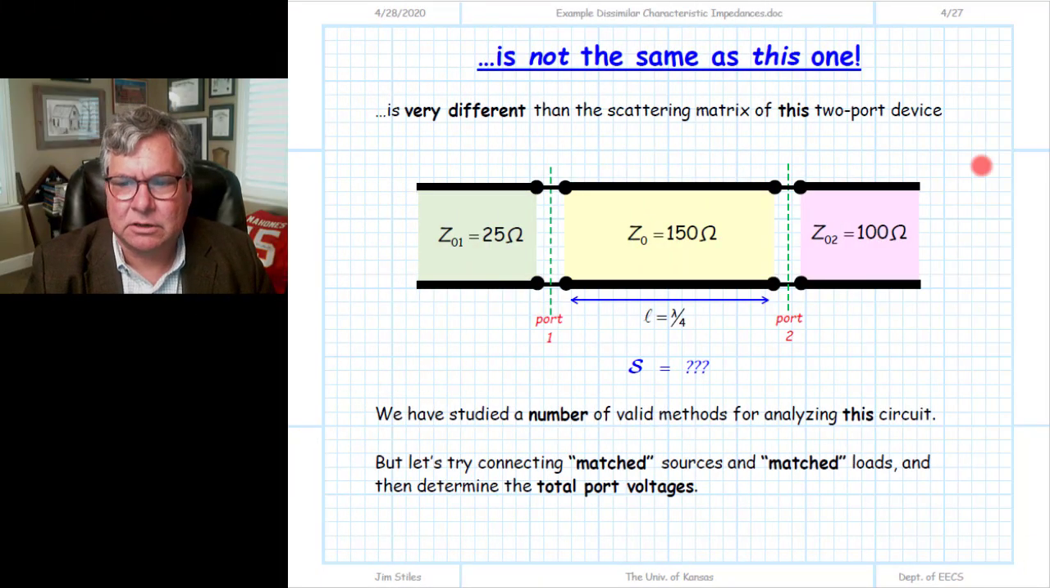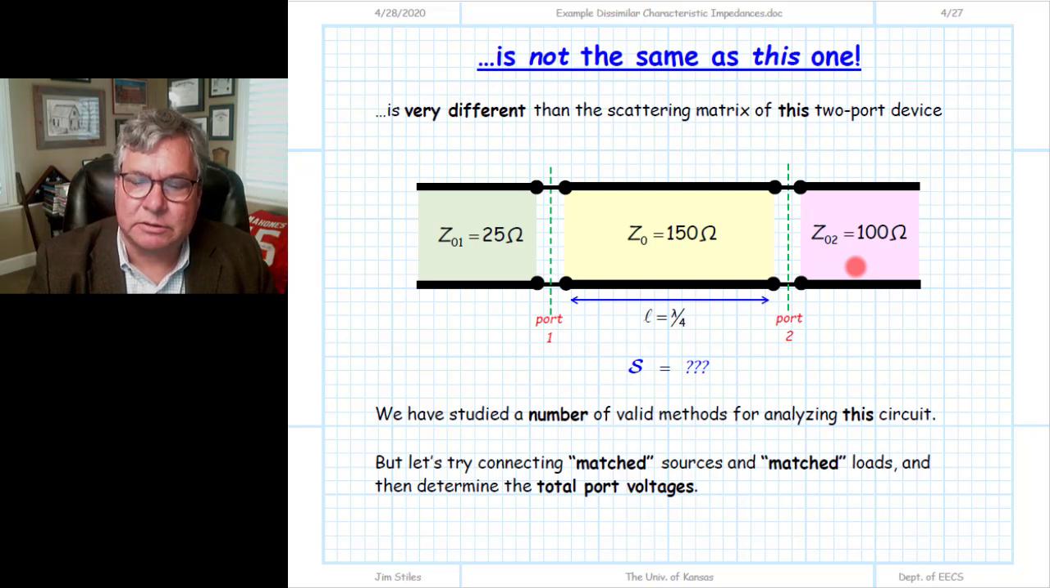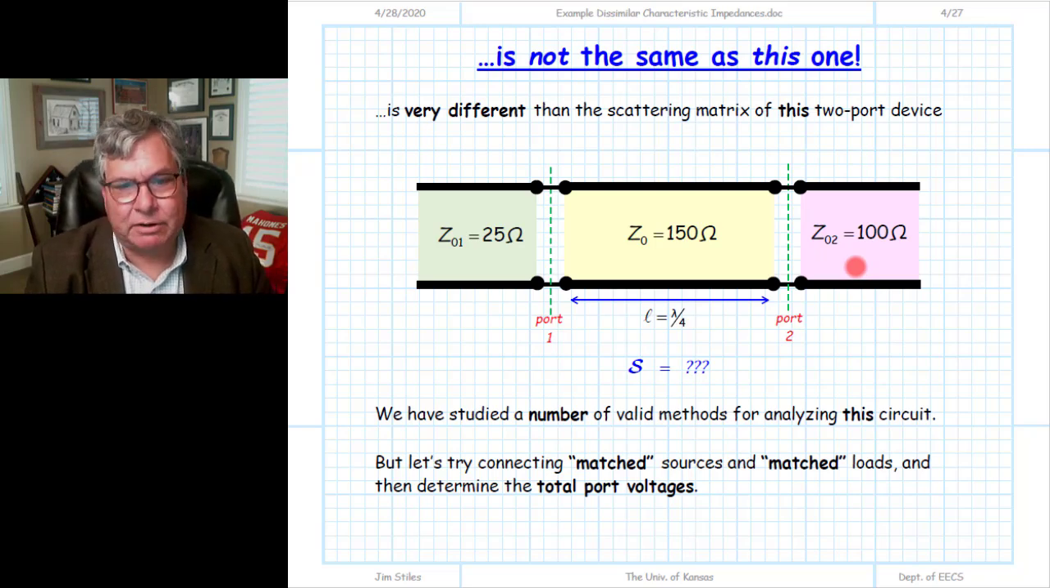Instead, this is our circuit, of course. We have a 25 ohm characteristic impedance here and a 100 ohm characteristic impedance here. So how do we find the scattering matrix? And of course, there are lots of ways of analyzing this microwave circuit. We have lots of tools in our toolbox to do that.